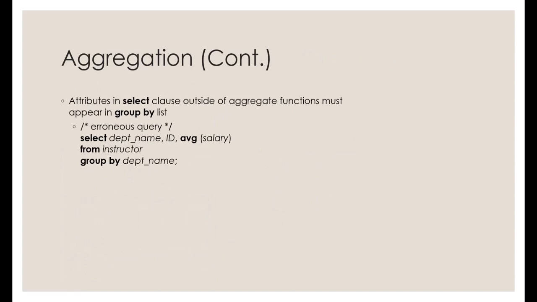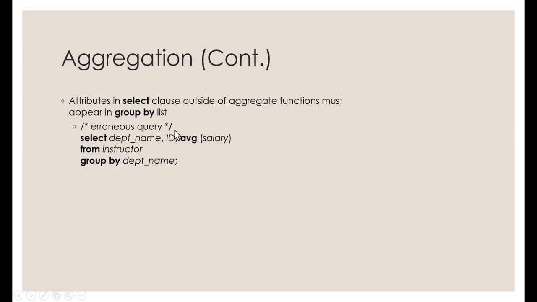We also have select department name, ID, average salary from instructor group by department name. So when you just look at this, you probably wouldn't notice anything. Okay, this looks right. What's wrong with this, right? Whenever you are using group by, the only things that you can display are whatever you're grouping by, and then the aggregate function itself.